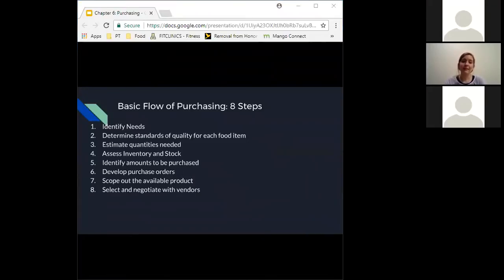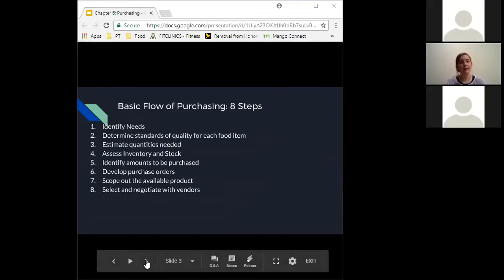Step 6 is to develop purchase orders. Step 7 is to conduct market research on potential vendors' product availability. And the final step is to negotiate with vendors.